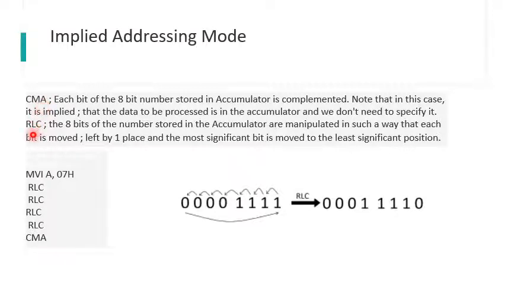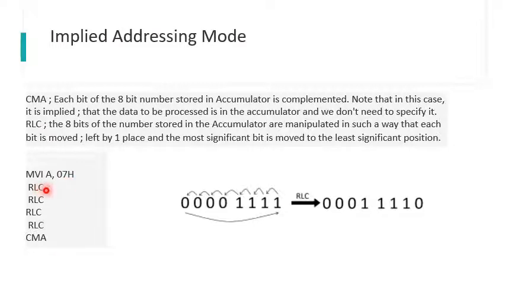The second example, RLC, is explained through the picture. To get a more in-depth explanation of how this instruction works, you can check out the previous video on the instruction set of 8085. To have a clearer picture and a better understanding of implied addressing mode and the CMA and RLC instructions, read the code which I have written here. Let me explain now. In the first line, the value 07H is stored in the accumulator. The 8-bit representation of 07 is four zeros followed by 0111.